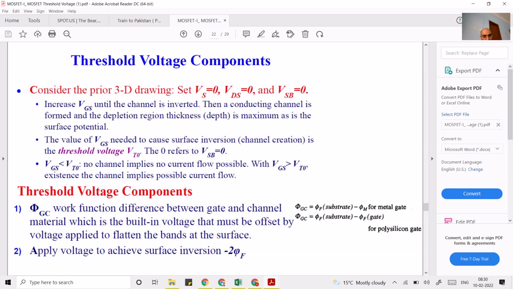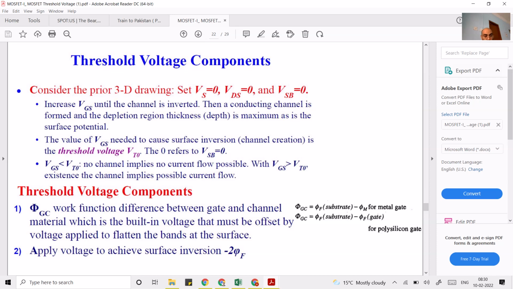The first thing: as you already know from the last discussion, we use different materials to form the CMOS structure. Different materials have different work functions, and the work function difference between the materials is one of the factors for the threshold voltage. Basically, the threshold voltage has some factors which combine together to give you the overall threshold voltage.